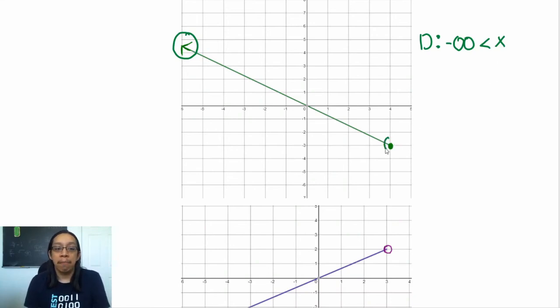So here's my right endpoint. We're going to go up to the x-axis. My x value is 4. So that means this is going to be 4.